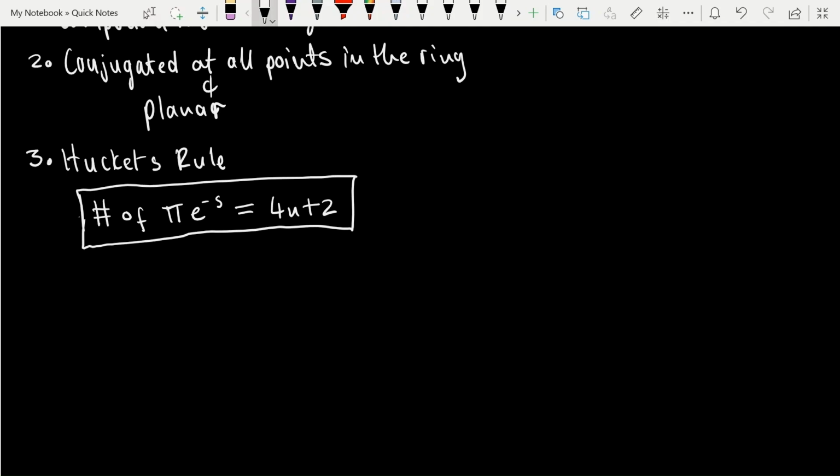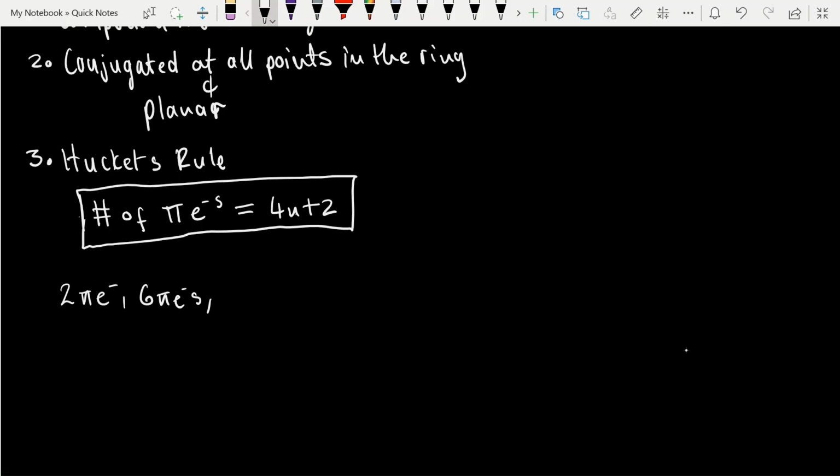So in other words, what are the numbers that we are agreeing on? If n is 0, then it will be 4 times 0 is 0, plus 2, it will be 2. So the possible number is 2 pi electrons. Or if n is 1, it will be 4 times 1, then plus 2. And what do you get? 6. So it will be 6 pi electrons, right? Remember n is just taking whole numbers.